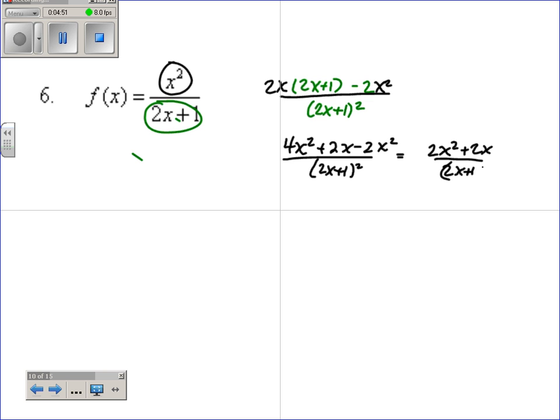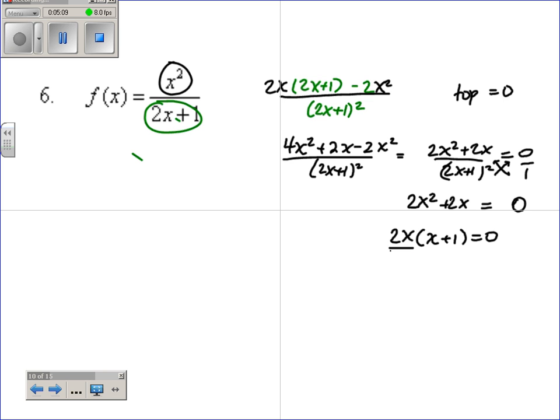Okay, now we're supposed to set them equal to 0. Whenever you set a fraction equal to 0, you just care about the top equaling 0. So if you cross multiply like this, anything times 0 is going to give you 0. And 1 times that's 2x squared plus 2x. Factor out 2x, you're left with x plus 1.